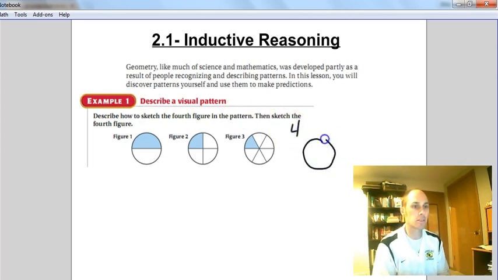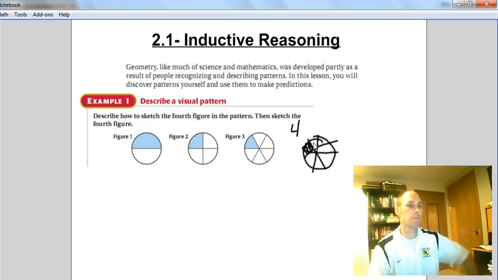Well, we know it's going to be a circle. We see it's 2 pieces, 4 pieces, 6 pieces. So if it continues in that pattern, this next one will be 8 pieces. See if I can draw that. Well, you get the idea. And then we have 1 piece shaded in each one. So we'll have 1 out of 8 pieces shaded there. Don't you love my wonderful artistic skills there? Anyway, inductive reasoning is taking observation of what we see and continuing the pattern.